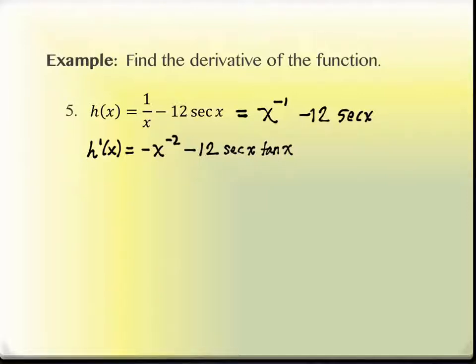The only thing that I would need to do here is to rewrite the x to the negative 2 the way it was originally written, which was originally written in the denominator. So this would be negative 1 over x squared. And then I would have minus my 12 secant x tangent x. Any questions on that one?